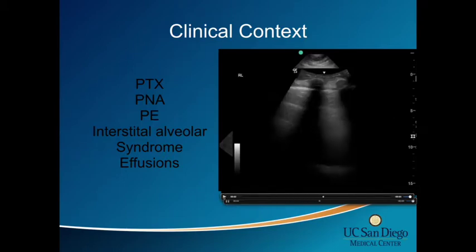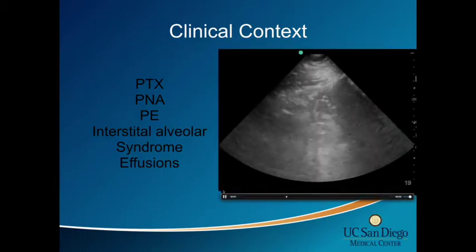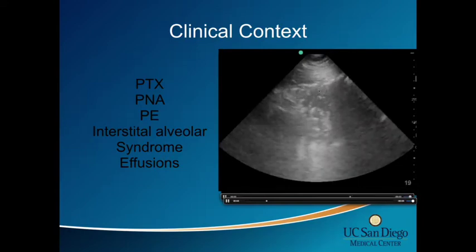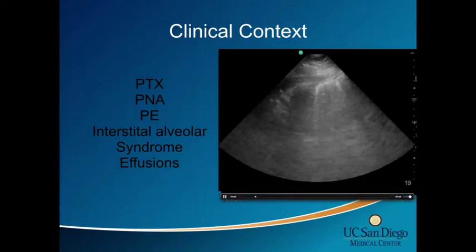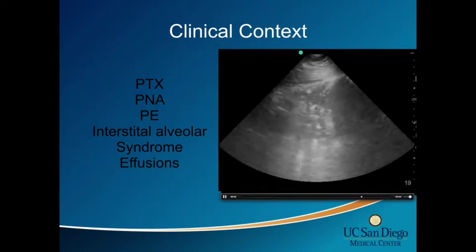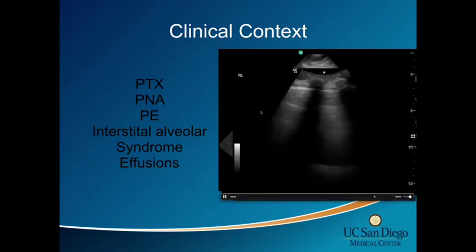where you have, let's go back for a second, right? And so let's just play that. So you see little B lines, a consolidation here, right? You don't have that mirroring, you don't have those A lines. You just have a bunch of stuff that normally you don't see. And the pneumonias can be very variable. You may just have B lines on one side.